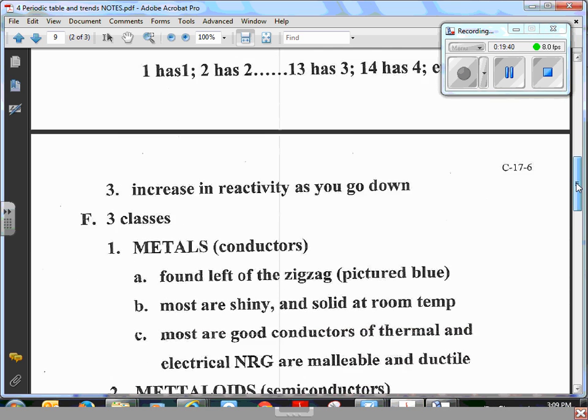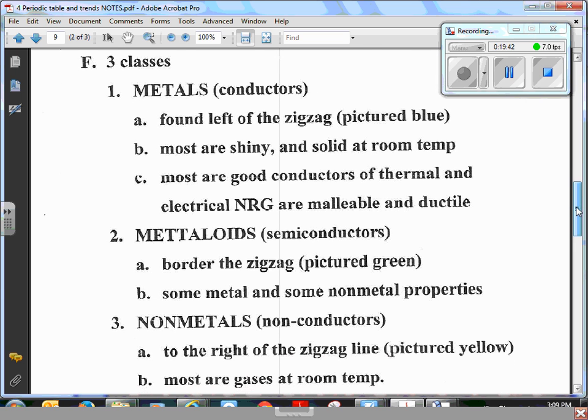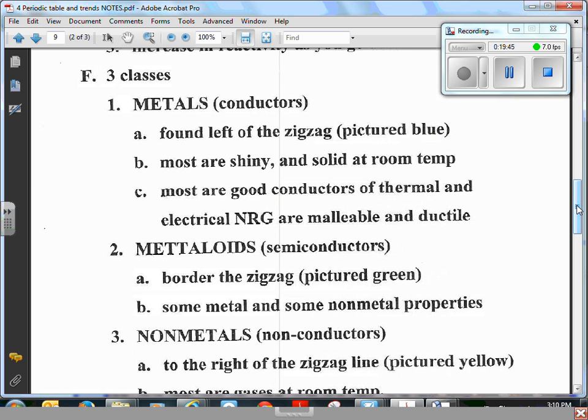Okay. So there's 3 classes of elements on our periodic table. The first class is metals. Okay? So if you look on your periodic table, can you tell me how to tell if it's a metal or not? Well, in your book periodic chart, there's going to be a table or a key that tells you what colors are what. But generally, you can write this down. Metals are found to the left of the zigzag.